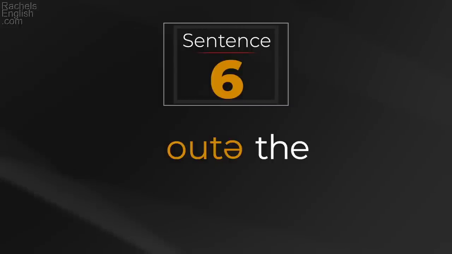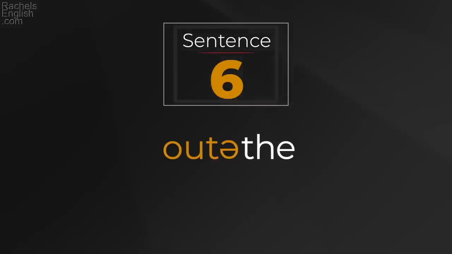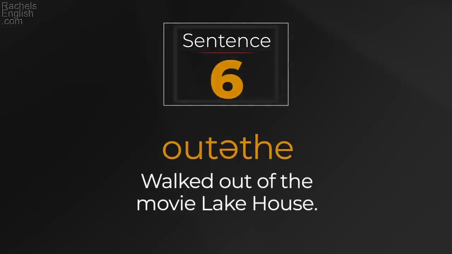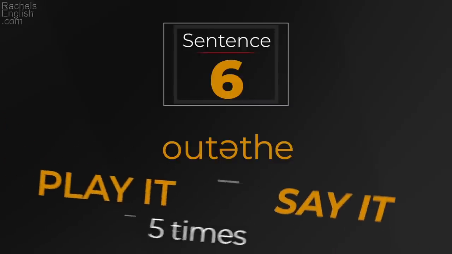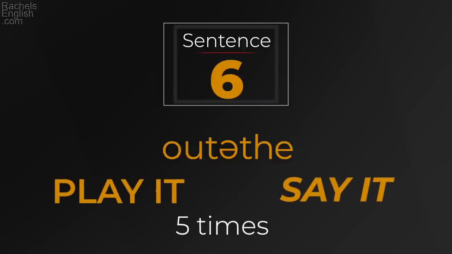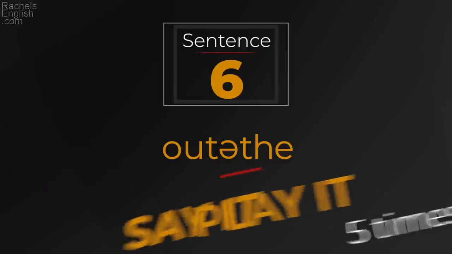Again, the word the, that voiced TH, tongue tip won't come through the teeth. It just touches the backs of the teeth and then pulls away quickly. Out of the. If you're thinking the words out of the, it will be impossible to pronounce this so quickly. So forget the words. Forget what you see in black and white. Just focus on what you hear. Now, play it. Say it 5 times. You repeat in the pause.